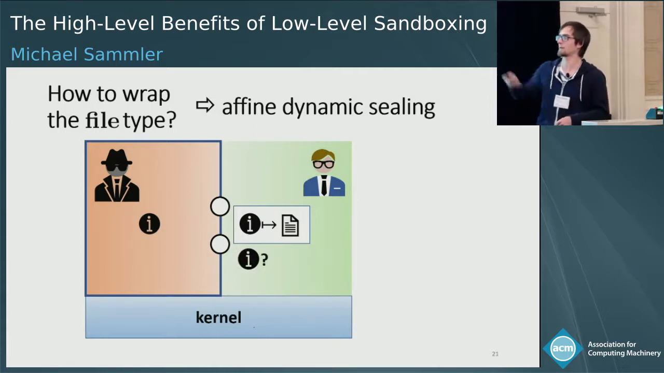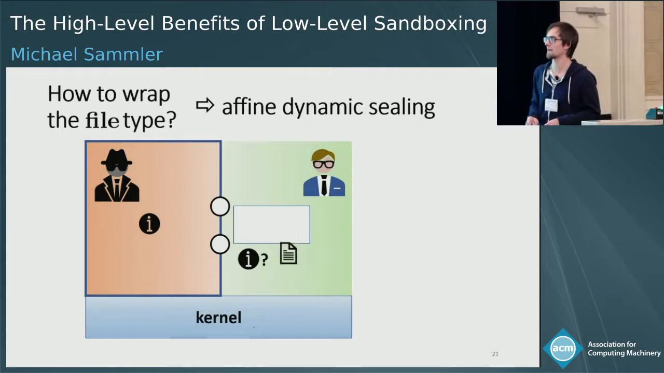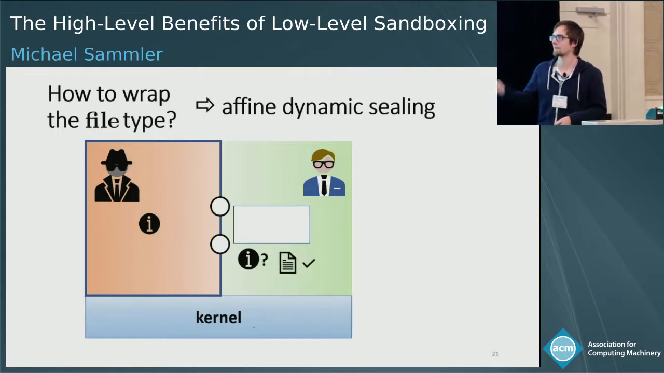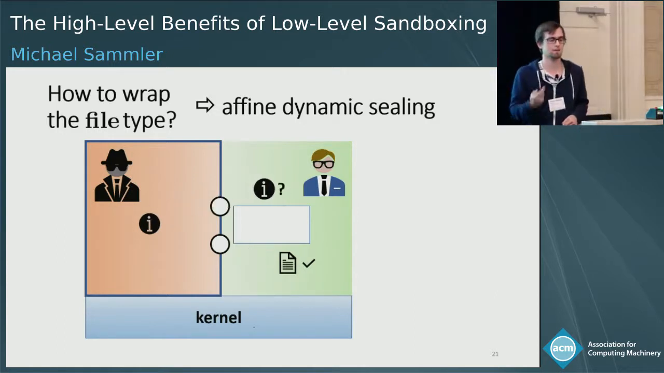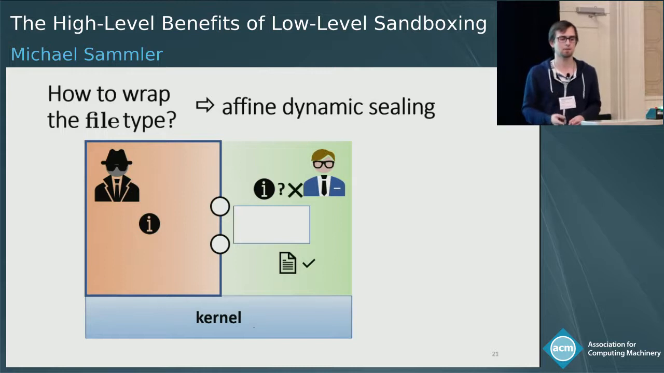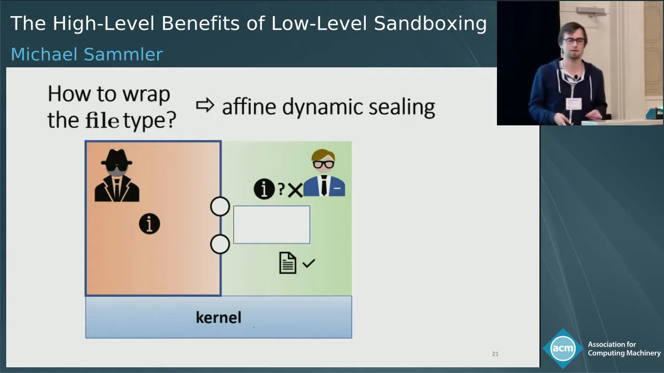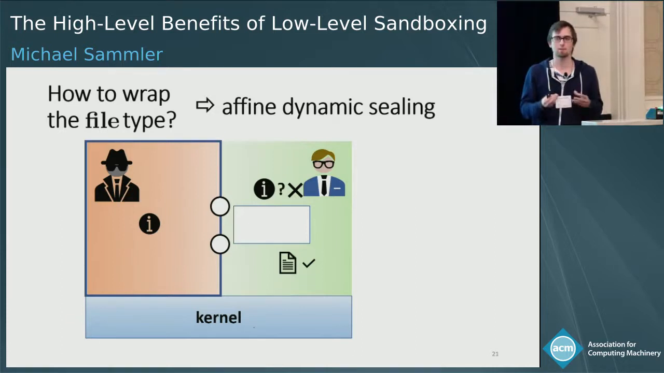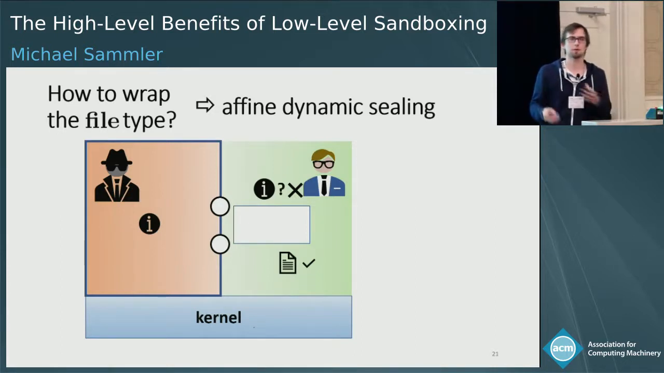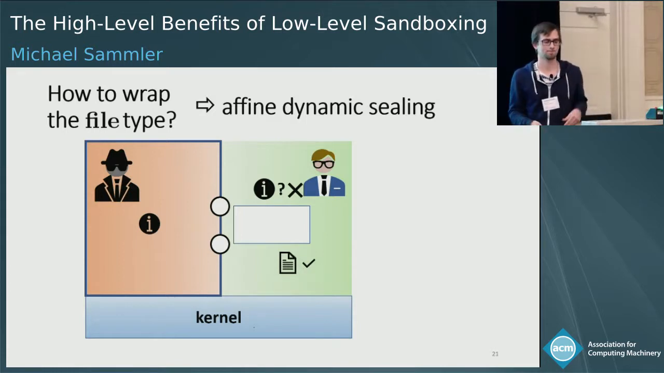And we use this association to check whether this token is valid, and we can retrieve the file from the association. But the important point is that we also removed this association. So when the untrusted code passes this token again, this check will fail, which ensures that this file type is affine. The untrusted code cannot duplicate it. And in the paper, we also show how we can generalize this to arbitrary affine types.